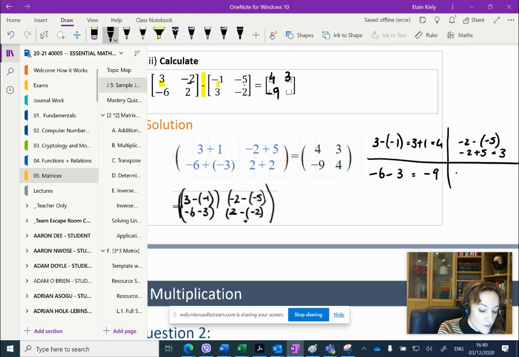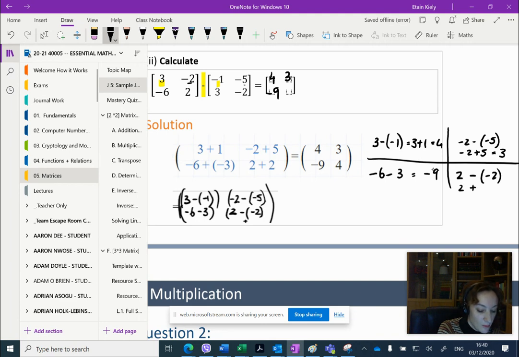And here we have 2 minus minus 2. So 2 minus minus gives us a plus. So 2 plus 2, which is giving us 4. And here's your answer here. So you can do it out by hand, or you can do it using OneNote. I guess the nice thing about OneNote is it'll do the minus minus and give you the plus if you're not sure about that.